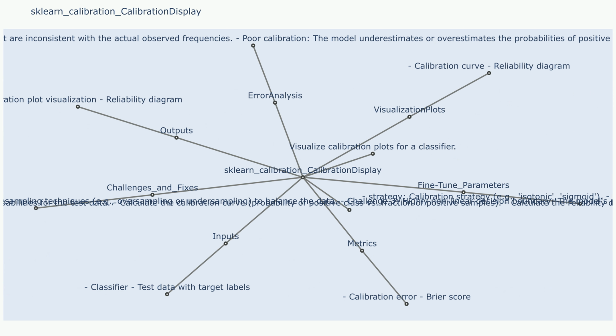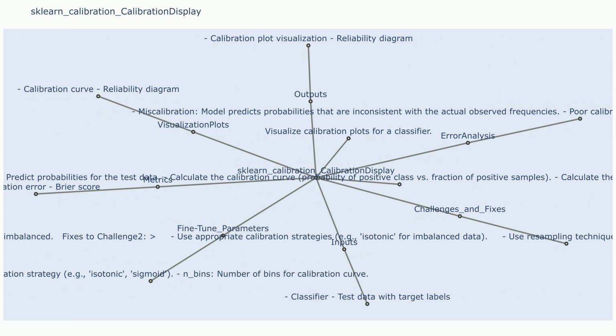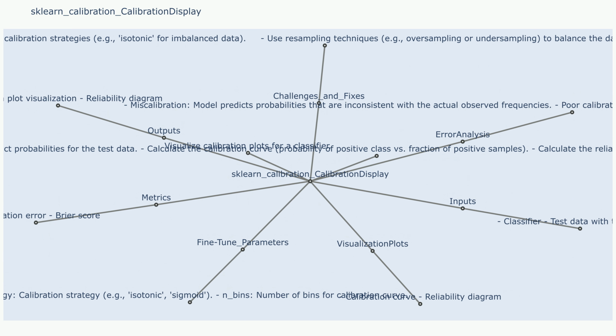Steps. 1. Calibration. The calibration step involves transforming the raw predicted probabilities from the classifier into more calibrated probabilities. This is done using the specified calibration strategy: sigmoid, isotonic, or none. Sigmoid. This method applies a sigmoid function to the raw probabilities, effectively rescaling them. Isotonic. This approach uses isotonic regression to find a monotonic relationship between the predicted probabilities and the observed frequencies. None. No calibration is performed. The raw predicted probabilities are used directly.